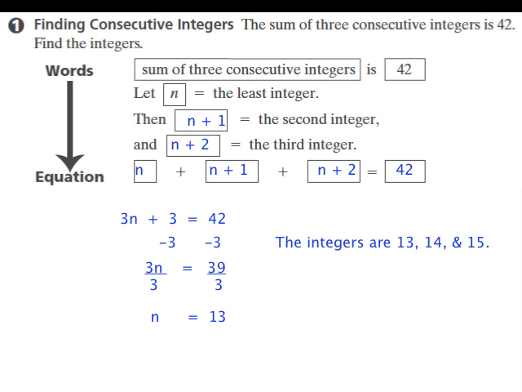We can add those 3 together to see if we get 42. So 13 plus 14 plus 15. Does that equal 42? Yes, it does. Pause the video if you need more time to copy down this example. Don't forget to jot down any questions you might have as you're taking the notes.